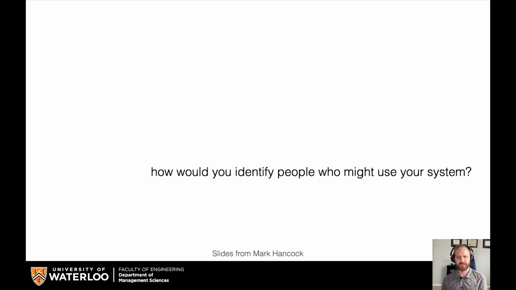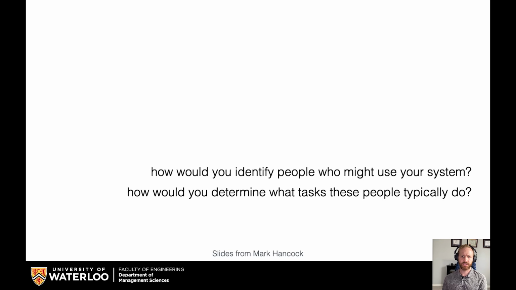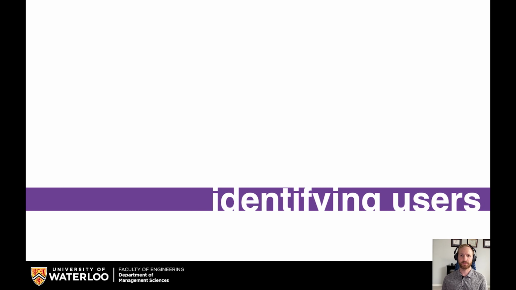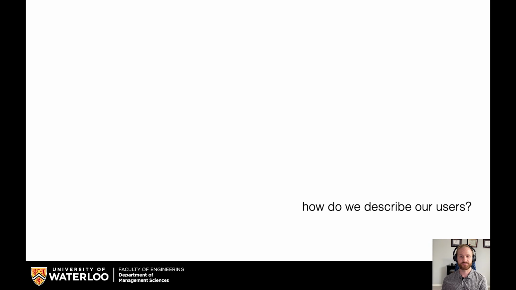So how do you identify people who might use your system? How would you determine what tasks these people typically do? And what do you need to know about these tasks in order to help you to design an interface? Let's talk about identifying users.